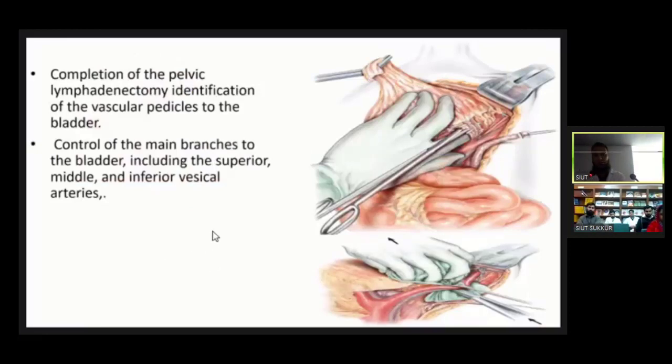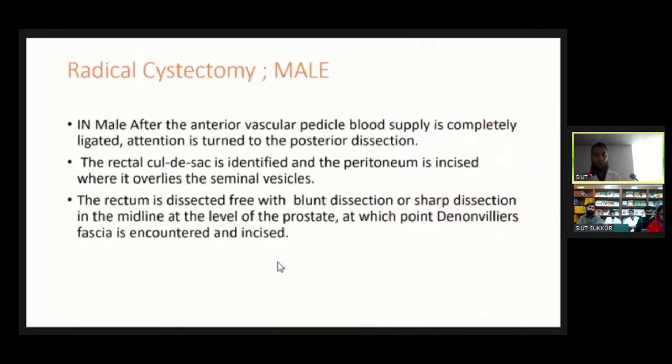So after completion of the pelvic lymphadenectomy, the vascular pedicles to the bladder are identified and the blood supply branches controlled, including the superior, middle and inferior vesical arteries. So this is some difference between radical cystectomy in male and female.